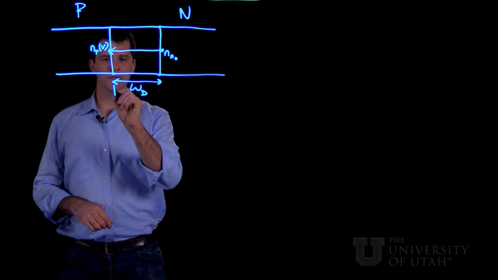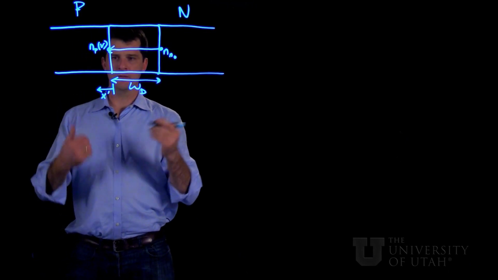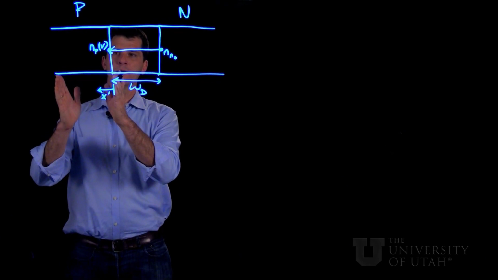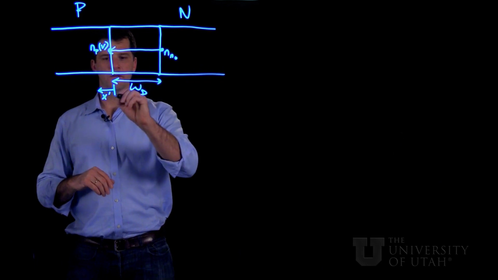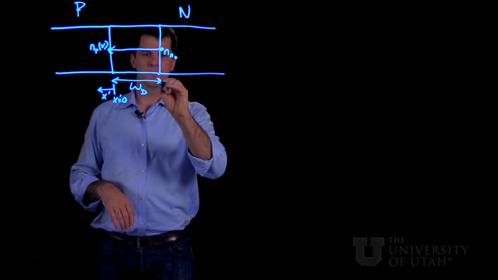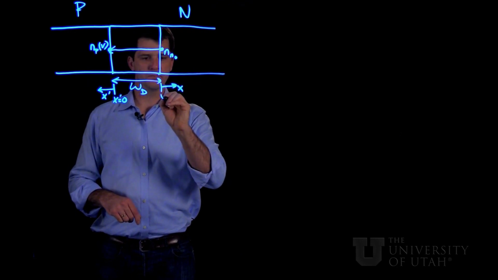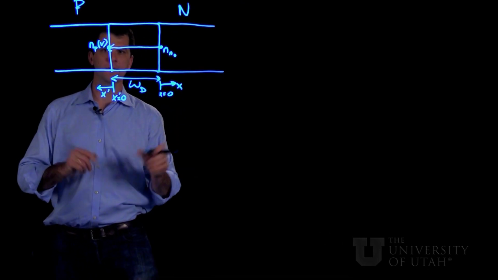So for this section, I'm going to define a convenient axis x prime, which is going to run that way into the p-type side of the junction, starting at the depletion width edge, and then I'll use x for this side if we use it. So x prime equals 0 and x equals 0 are the boundaries of the depletion width.